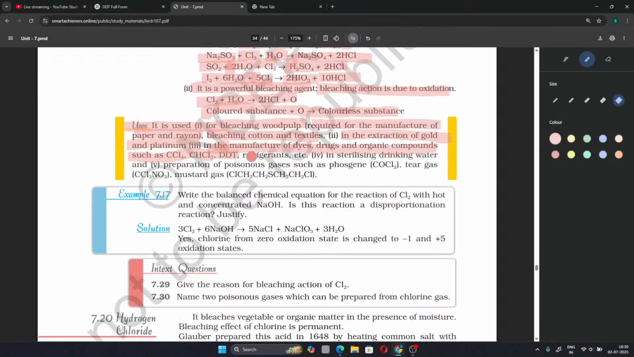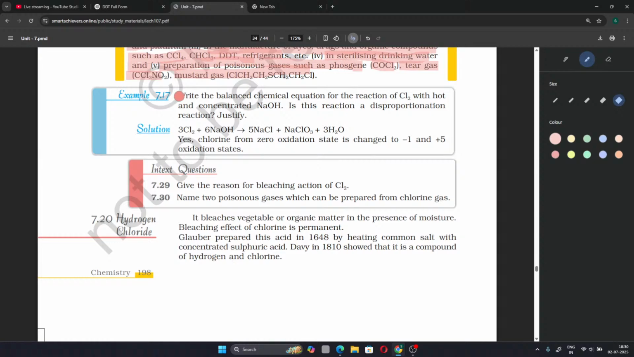It is also used in CFCs, refrigerants or freons, in sterilizing drinking water, and in the preparation of poisonous gases such as phosgene, COCl2. COCl2 is called phosgene and it is a poisonous gas. And tear gas, CCl3NO2, and mustard gas.